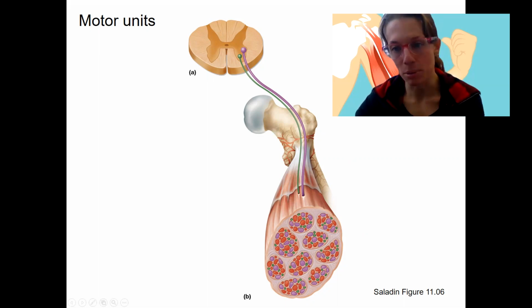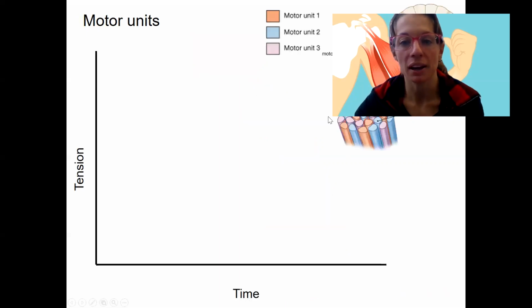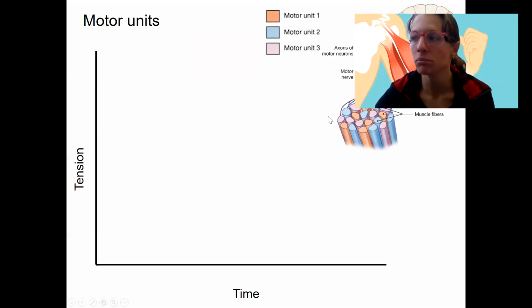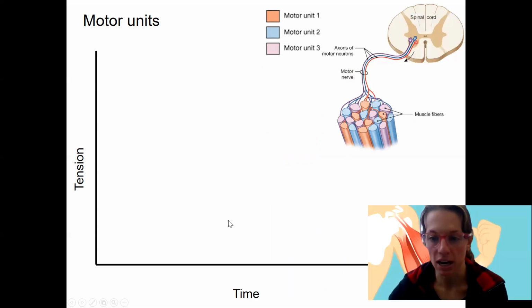So the important thing about motor units is you can stimulate 1, 2, 3, and that's going to dictate how much force is generated. Different muscles have different amounts of motor units and different innervation to those motor units as well. So it has a lot of implications. So what I want to do is go back to a myogram, the generation of tension over time.